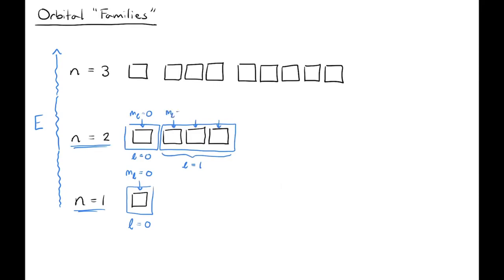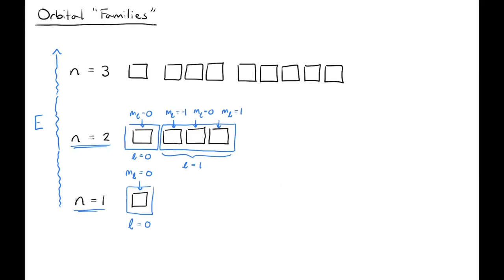That corresponds to the 3 possible values for M sub L. M sub L can be -1, 0, or 1, based on those rules that we covered on the previous slide that we were looking at there.